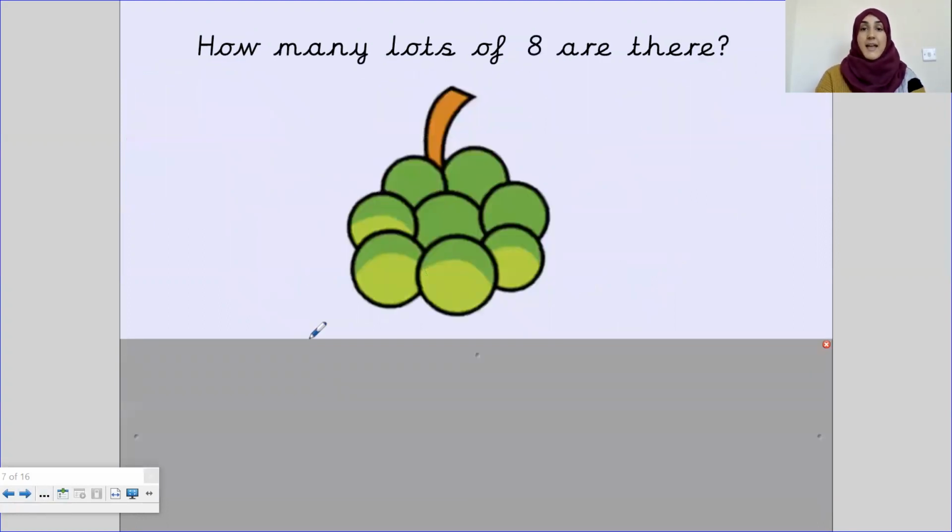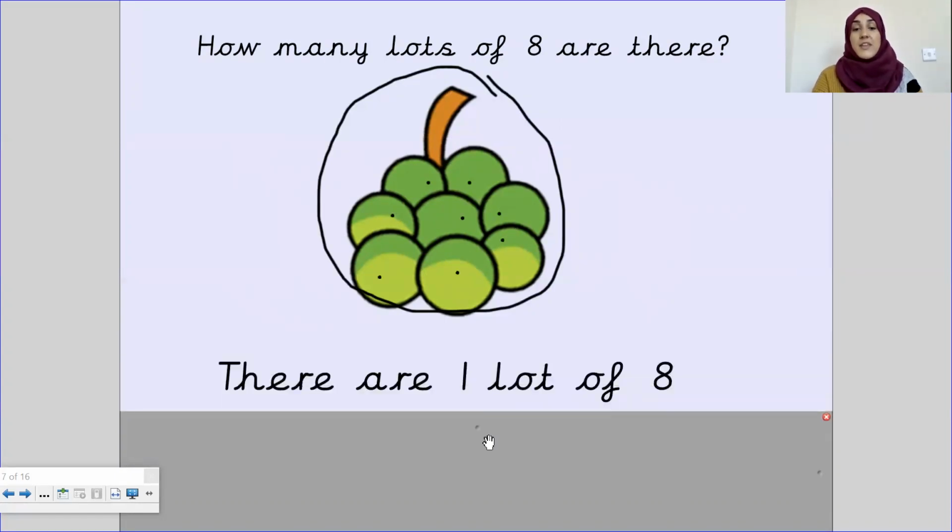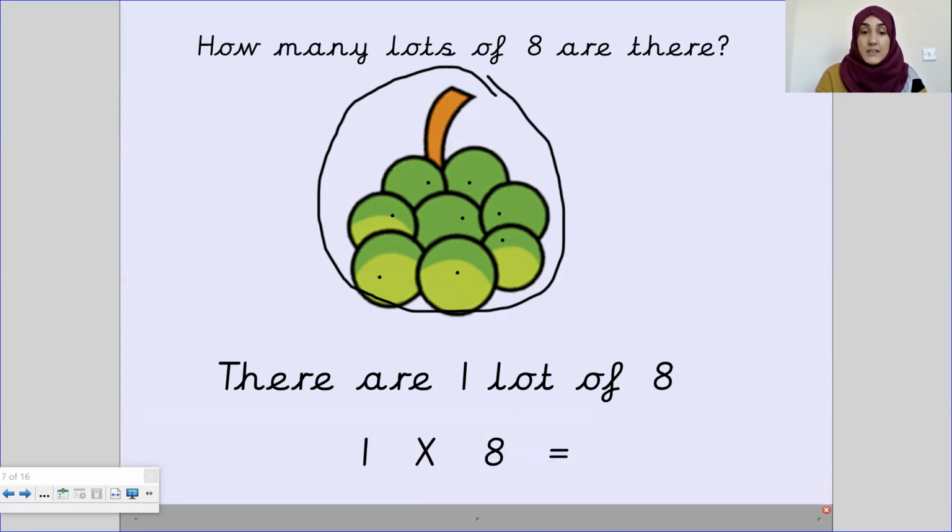Okay. How many lots of 8 are there? So there is one lot here. Now, how many grapes are in this one group? Let's count. 1, 2, 3, 4, 5, 6, 7, 8. So there is one lot of 8. So the multiplication sentence that we write is there is one group, and in that one group there are 8 grapes. So 1 multiplied by 8 equals 8.